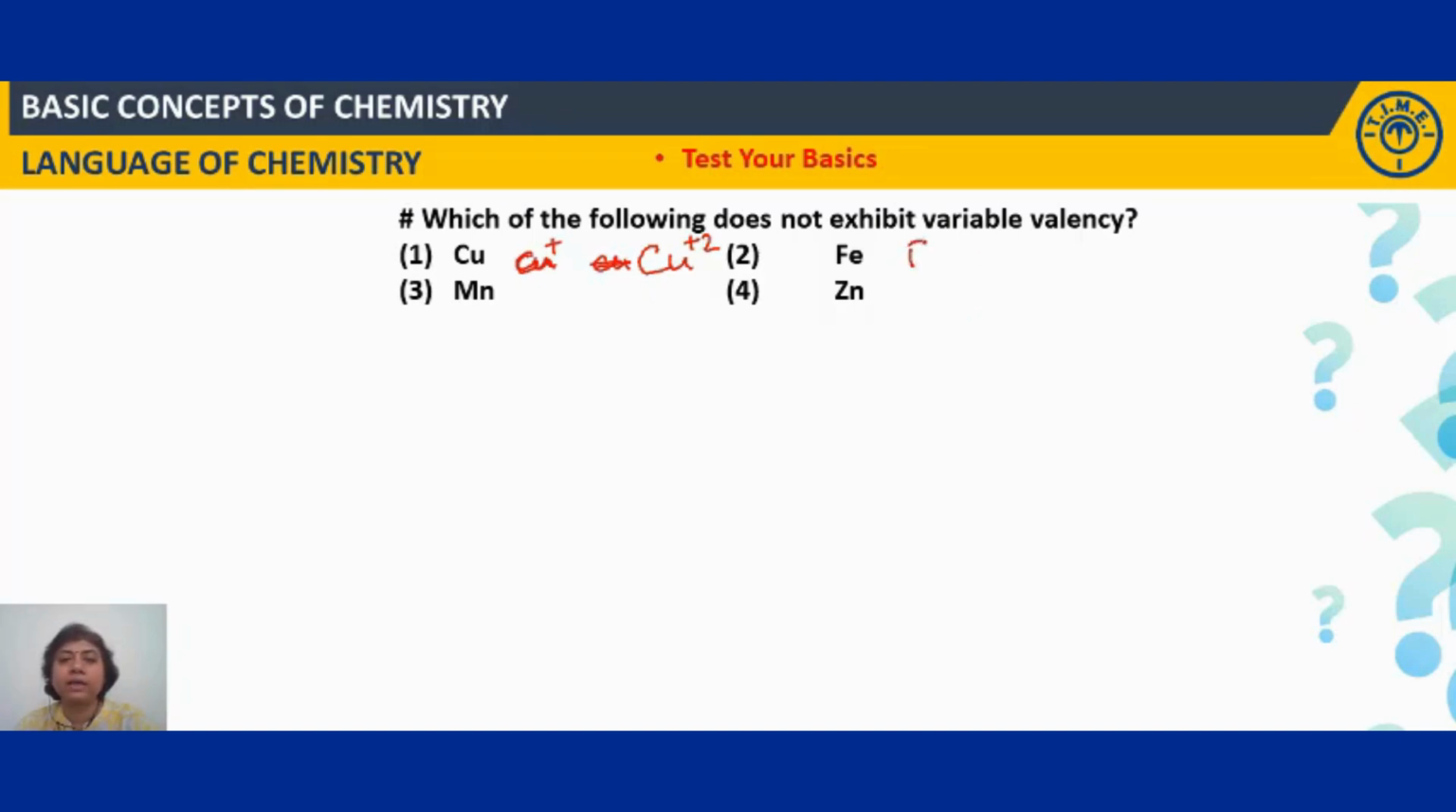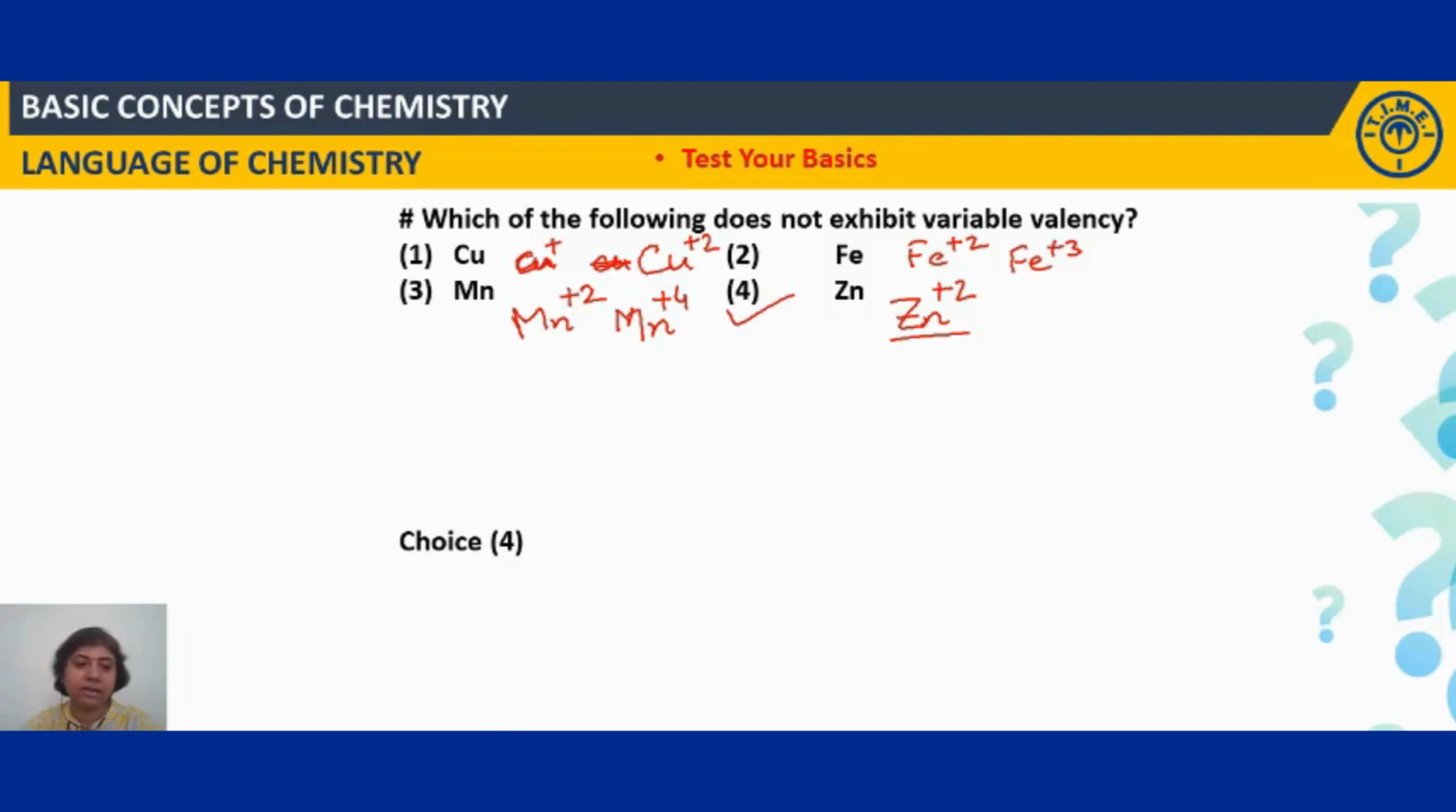For iron, Fe+2, Fe+3, right? For manganese, Mn+2, Mn+4. For zinc, only one valency, Zn+2. So the one which does not exhibit variable valency must be the 4th option. Let's see the option and then move on to the next question. So it is choice 4, and let's look at the next question.